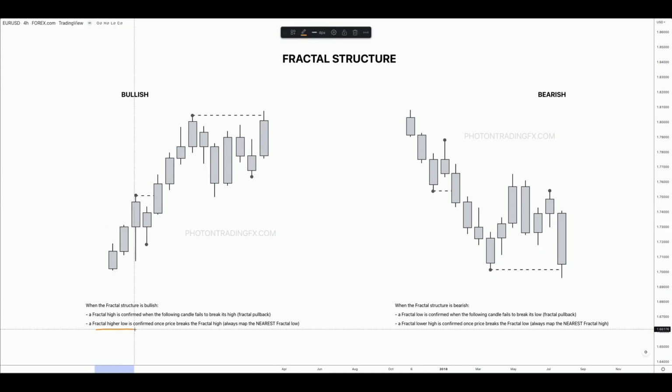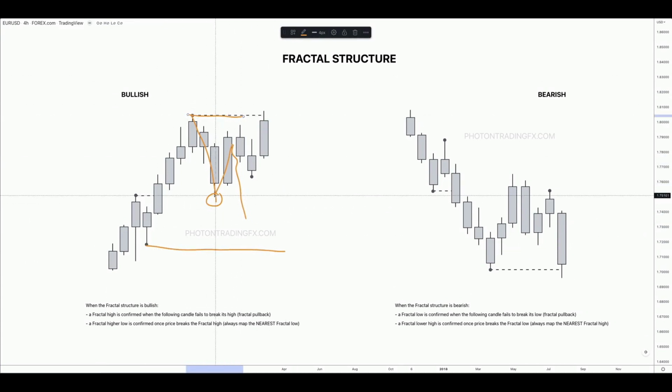So a fractal high or low is only confirmed once price breaks the fractal high. And the reason why that's important is because you see when we're in the live market here, price starts to pull back, right? And then this candle fails to break this candle's low, so we now know we're getting an up movement. We can't map this as the fractal low yet. It's not a valid fractal low. Why? Because the fractal high or low is only confirmed once it breaks the fractal high, right? Because what could happen is price could come down again.